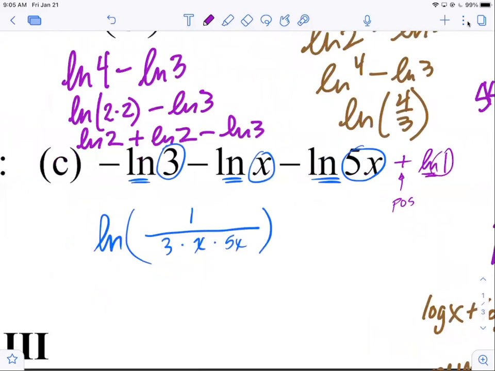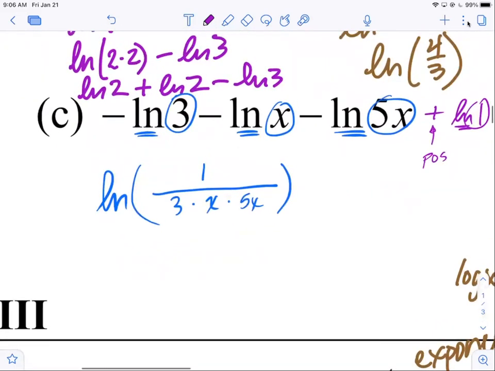Or you could do it this way. If you didn't know what it was and you guessed a 1, just expand it back out. If you were to expand it, you would have the natural log of 1 minus the natural log of 3 minus the natural log of x minus the natural log of 5x. And what is the natural log of 1? 0. Okay, so you're right. Those of you who thought 1, your intuition was good. Now we just simplify. That's the natural log of 1 over 15x squared. Okay, so that's completely condensed.